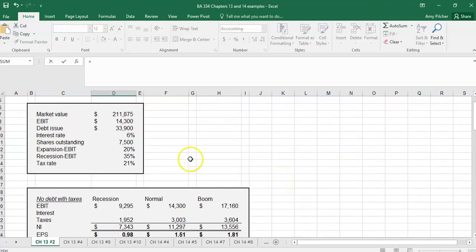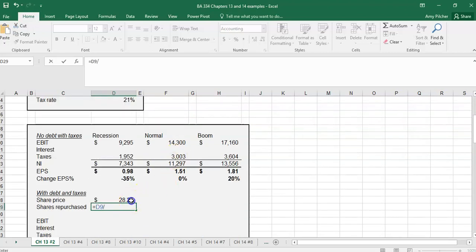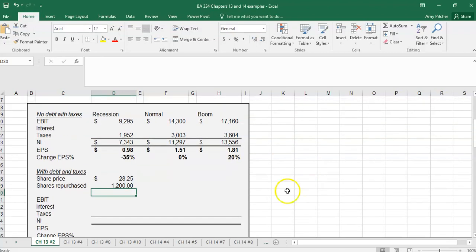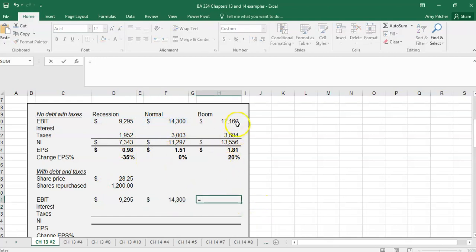We are planning to issue $33,900 in debt to buy back shares at a price of $28.25. So we take debt divided by that share price, and we can buy back 1,200 shares. So we have our earnings before interest and taxes are the same under each situation. There's no change to that.